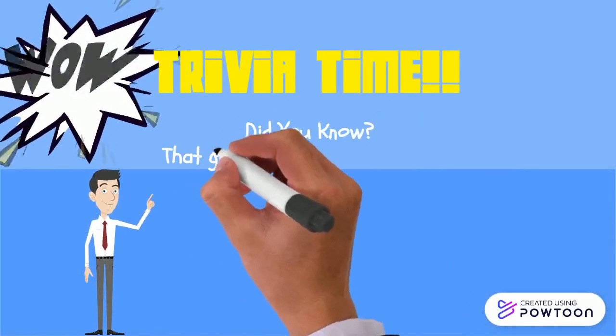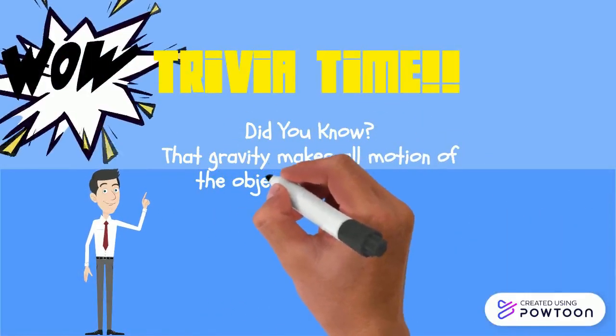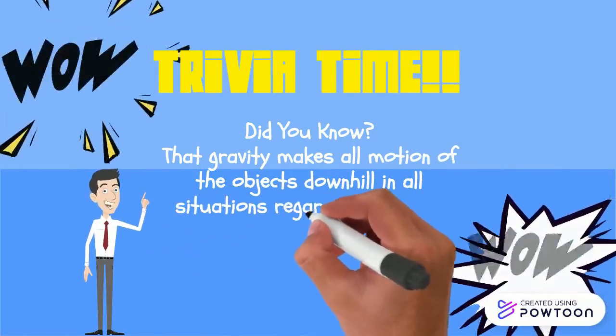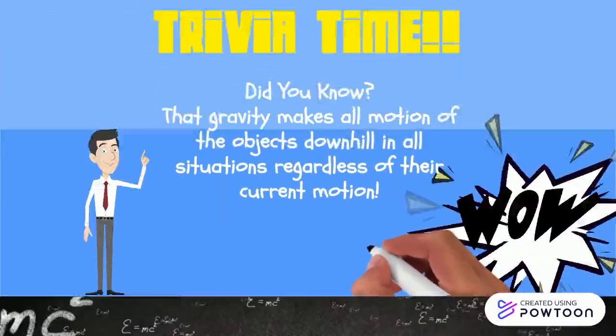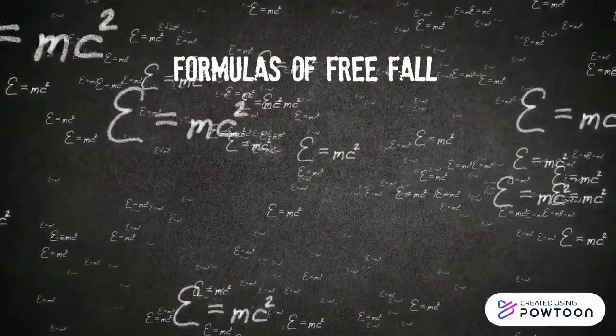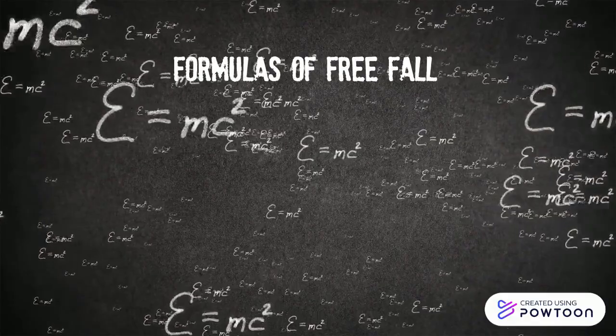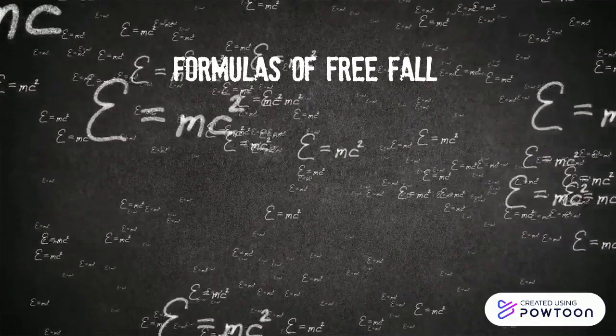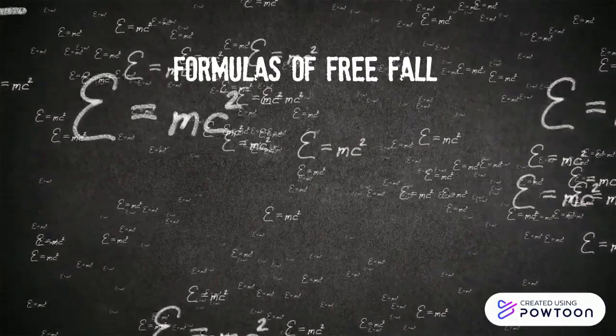Did you know that gravity makes all motion of the objects downhill in all situations, regardless of their current motion? Now, let us move on to the formula. In free fall, it's not just about falling. There's also a formula for solving various problems in it.